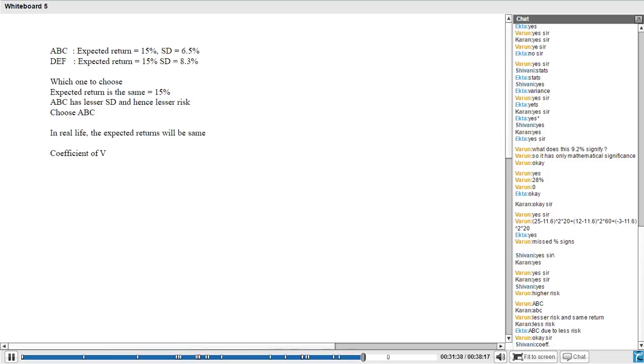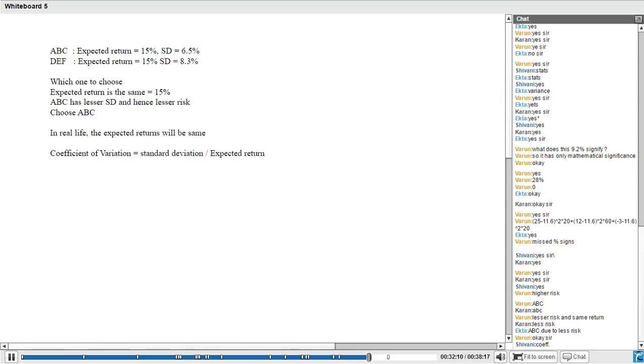And the coefficient of variation is the standard deviation divided by the expected return. So the standard deviation divided by the expected return is the coefficient of variation. Okay.